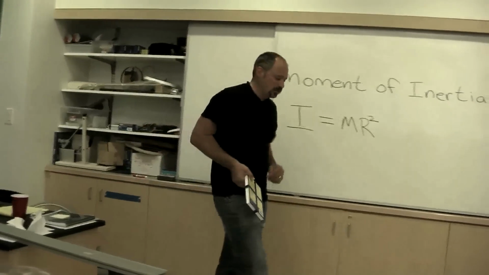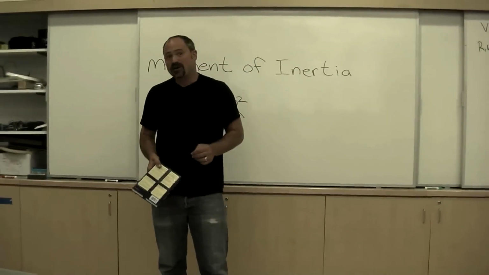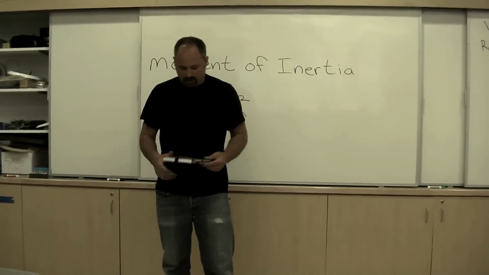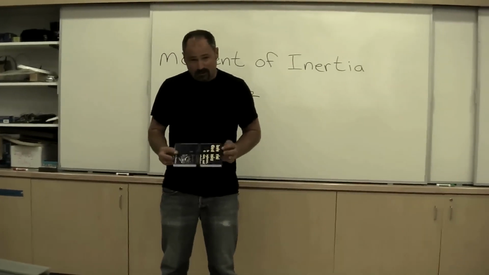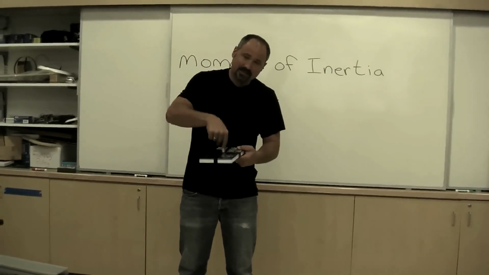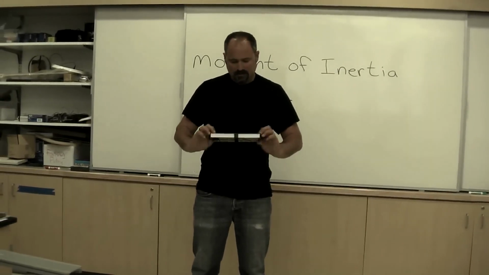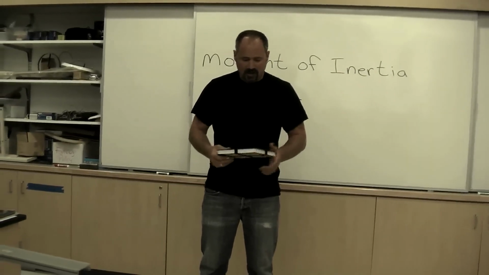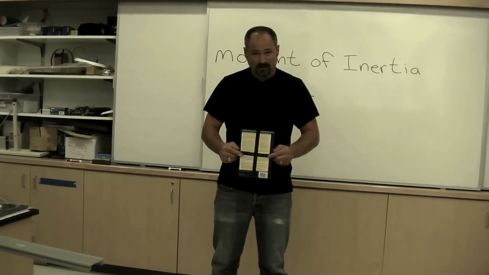One last thing on moment of inertia, and this is just to tease you a little bit, but it can get very interesting the deeper you go. Here's a very simple object, and I'm going to rotate it in three ways. I can rotate it like this, along this axis. I can rotate it like this, along this axis. And finally, I can rotate it like this, along this axis.